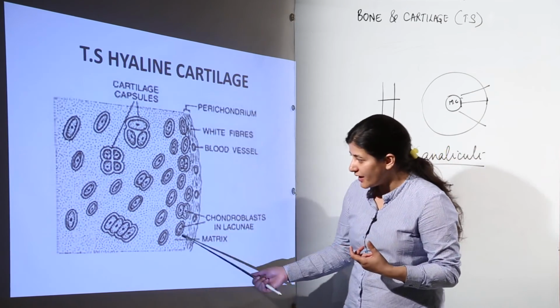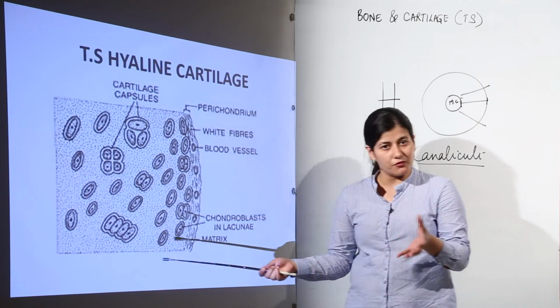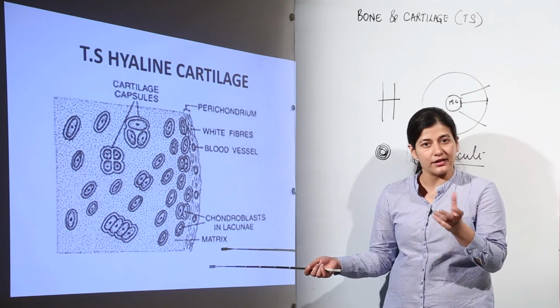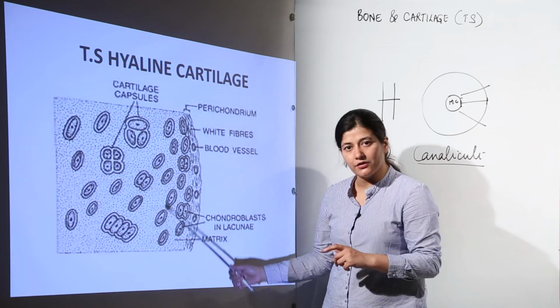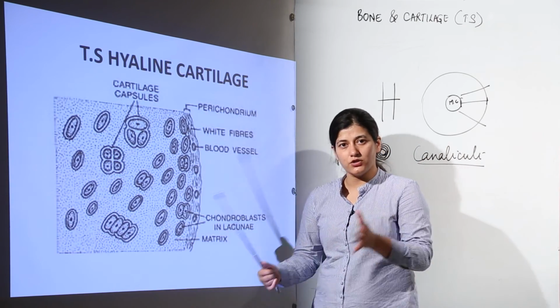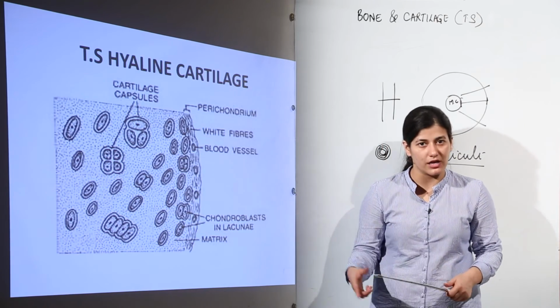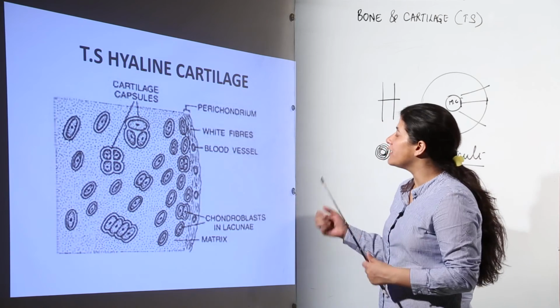Okay, there is a matrix. The matrix is rich in chondrin again. As you know, the connective tissue would be a form of matrix and there would be cellular components. So we have a matrix, we have chondroblasts present inside the lacunae, and there is a blood supply along with the white fibers. And I need not tell you that wherever white fibers are present, we are talking about collagen fibers, not the elastin ones, because elastin are yellow fibers.